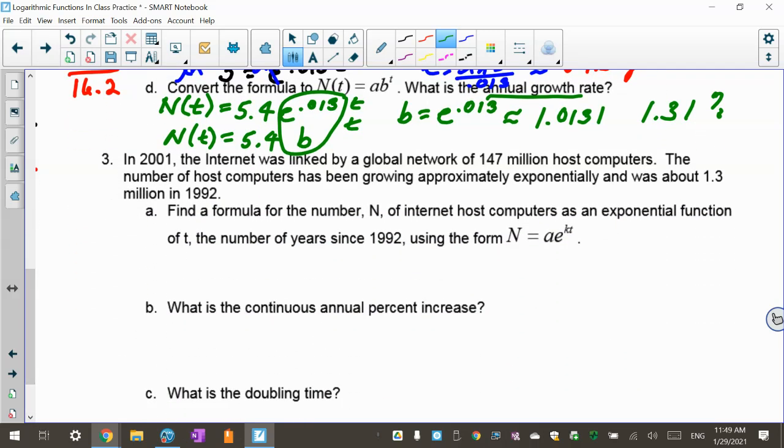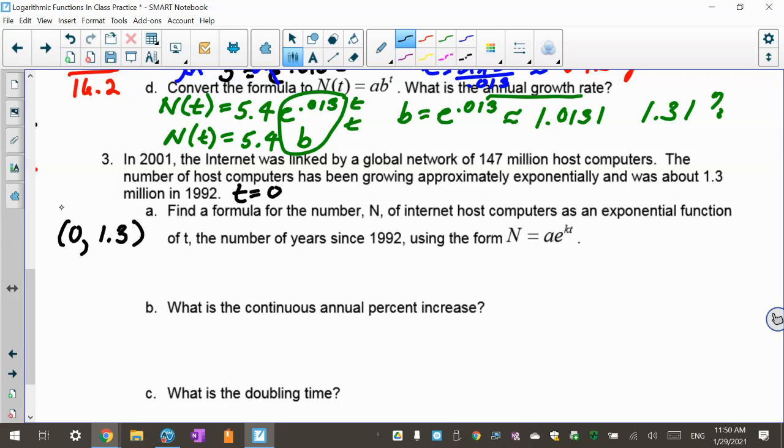All right, our last one here talks about the internet. And I know the data is older, but it's kind of true. They said in 2001, the internet was linked by a global network of 147 host computers. The number of host computers has been growing approximately exponentially, and it was 1.3 million in 1992. So that's when time was zero. So at zero, it was 1.3 million.